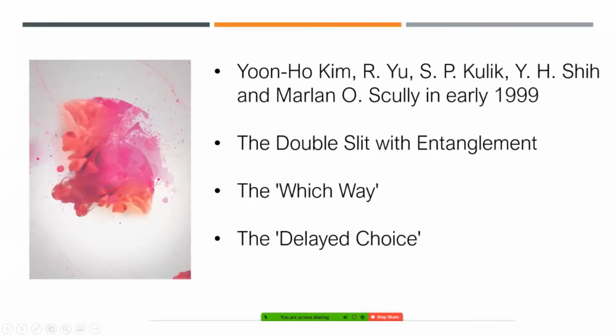So the experiment was only done in 1999, not that long ago, by Kim, Yu, Kulik, Shi, and Scully. You can think of it as the double slit with entanglement, and the two concepts that you have to understand are the which way and the delayed choice. The which way is which slit, it happens at the first detector, which slit does the photon travel through? And the delayed choice is that because of the apparatus in the experiment, the actual hitting of the back screen is delayed because it's going through mirrors and beam splitters. And again, I'm going to explain all this, so don't worry.